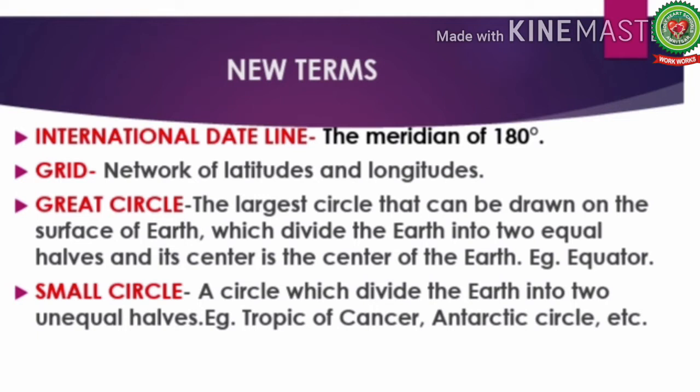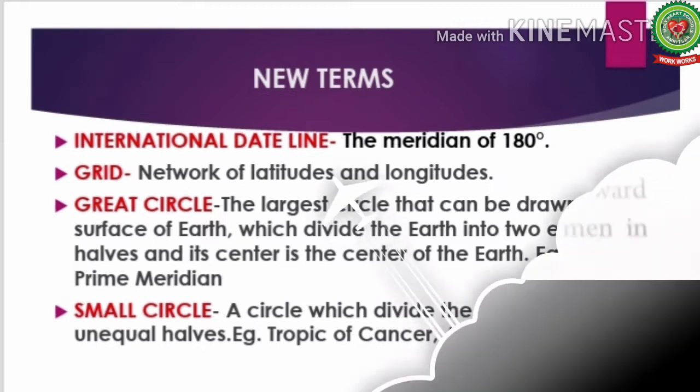Number 3, the great circle, the largest circle that can be drawn on the surface of the earth, which divides the earth into two equal halves, and its center is the center of the earth. For example, equator. Number 4, small circle, a circle which divides the earth into two unequal halves. Example, Tropic of Cancer, Antarctic Circle, etc.